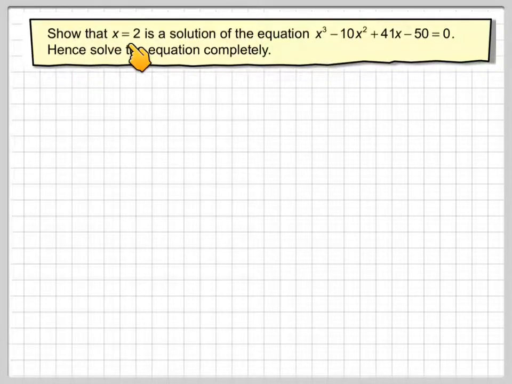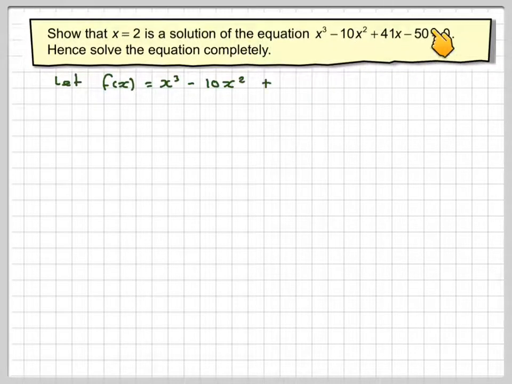Show that x equals 2 is the solution of the equation x cubed minus 10x squared plus 41x minus 50 is equal to 0, and hence solve the equation completely. Right, so what we're doing is actually solving this equation completely. We've already got one solution.